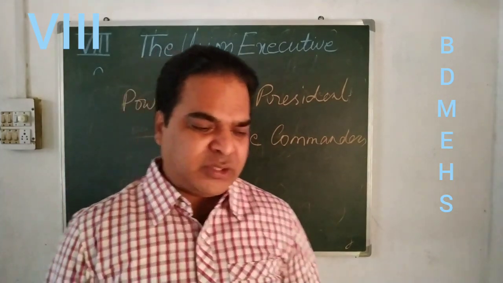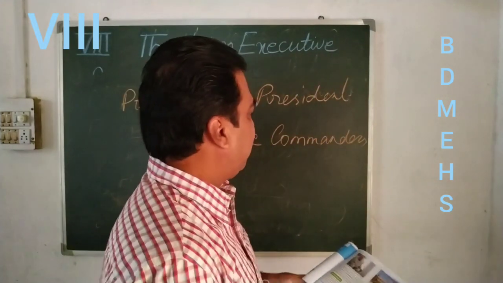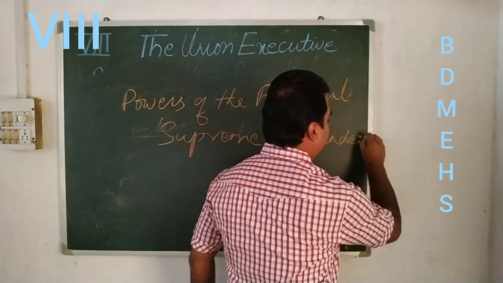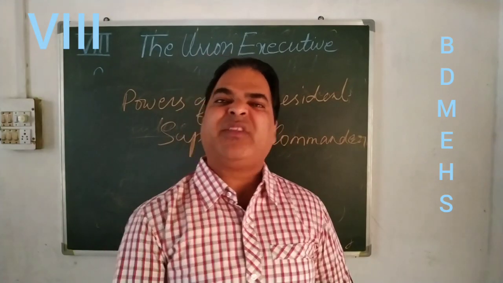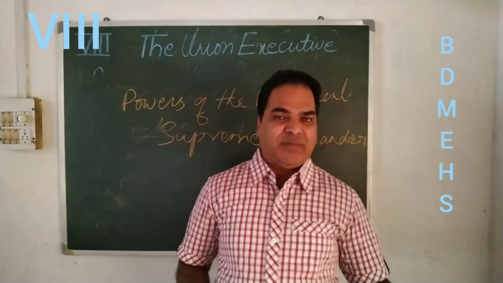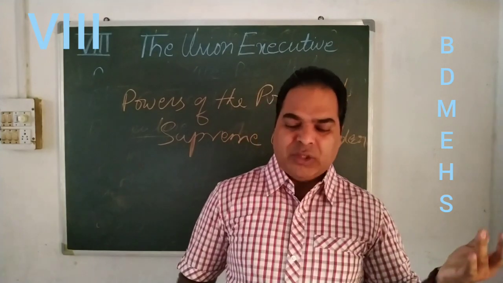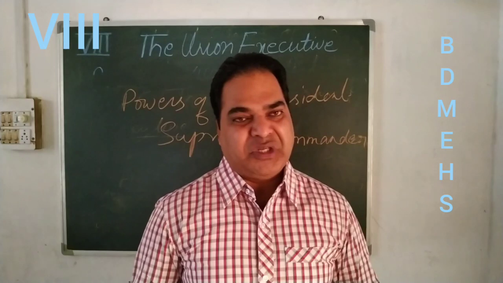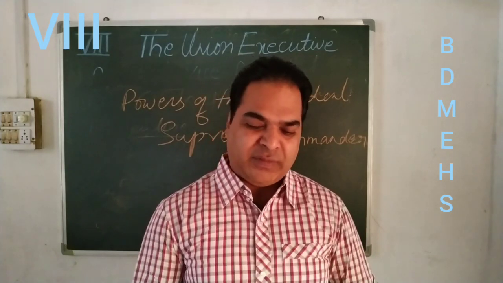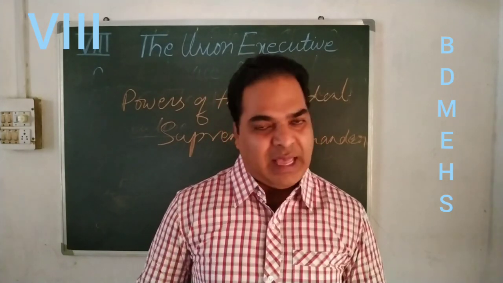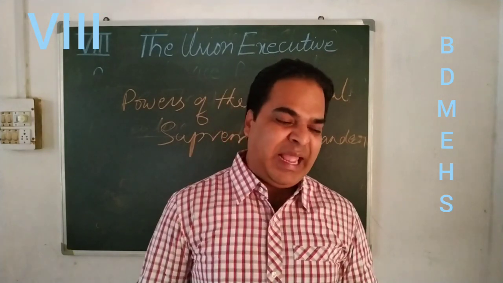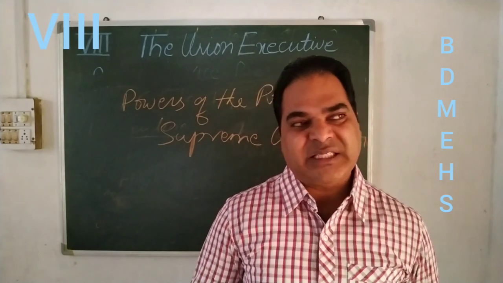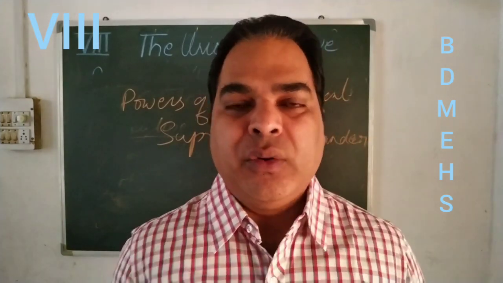The President of our country is the Supreme Commander of the 3 wings of our armed forces. We have 3 wings: Army, Navy, Air Force. So the head of all 3 defense forces is the President. And being the defense head, what can he do? He can declare war and conclude peace. The President has the power to declare war and conclude peace.